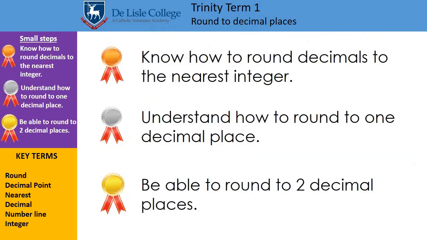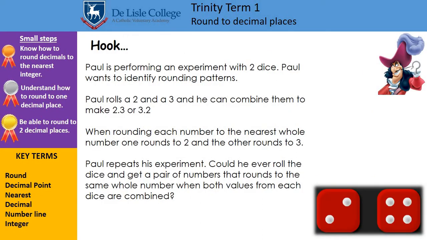Right, lovely. So our success criteria today, so bronze is know how to round decimals to the nearest integer. Remember, integer means whole number. Silver is to understand how to round to one decimal place, and then gold be able to round to 2 decimal places. Okay, so first things first, we'll have a quick look at this hook question and just see if you can maybe do this now.